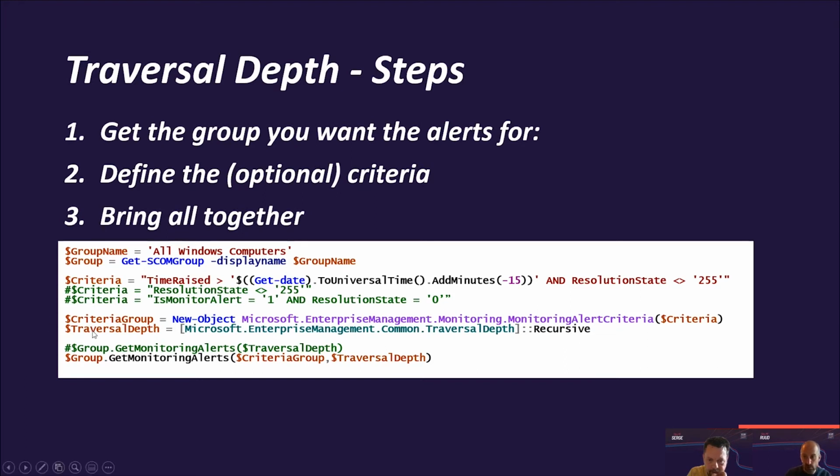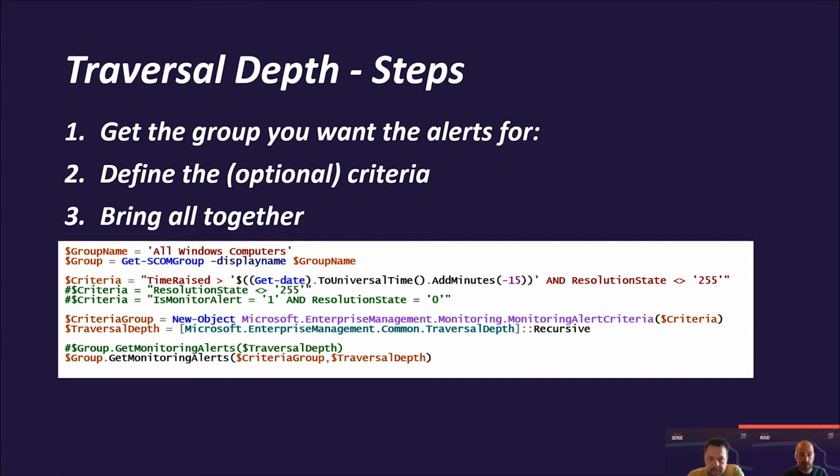But then we're finally going to use a traversal depth. The only thing we're going to do here is create the object based on the code here. And if we don't actually have any criteria, then we can use the method specified here that is now being commented out, which is $group.GetMonitoringAlerts, and then we're going to use the traversal depth. If we do actually have criteria, which most likely in most situations you actually will have, we're going to use $group.GetMonitoringAlerts, and then we're doing the criteria group and the traversal depth. So it actually accepts two values for this specific method.